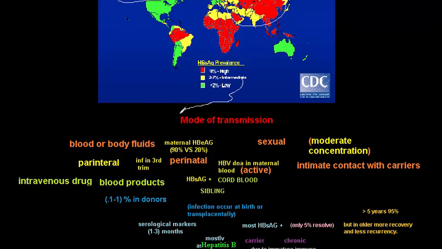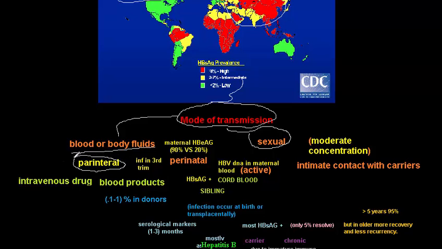Let's move to the mode of transmission of hepatitis B virus. Like hepatitis C, it is transmitted by blood or body fluids. The most important route of transmission is by blood or body fluids. Sexual transmission is possible also. So how by blood or body fluid? Parenteral transmission. Another very important mode of transmission is perinatal transmission.